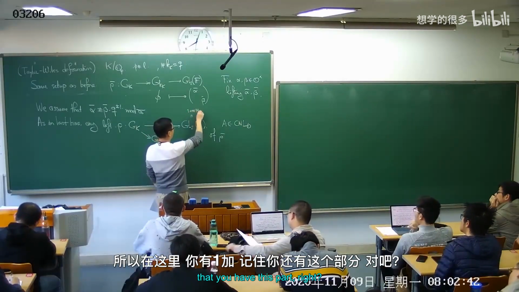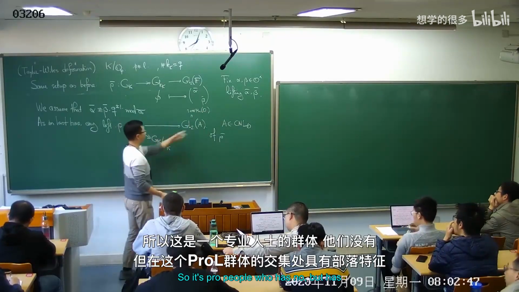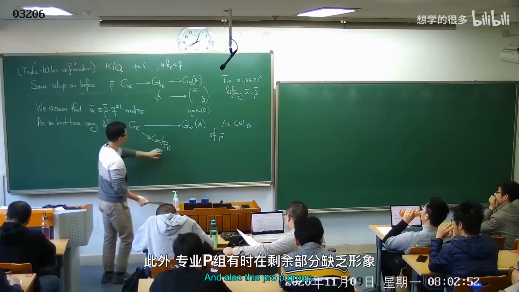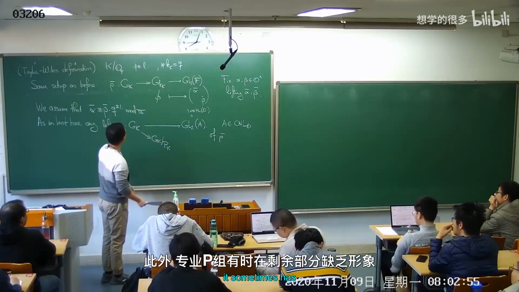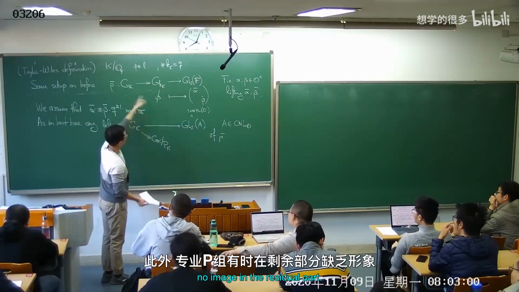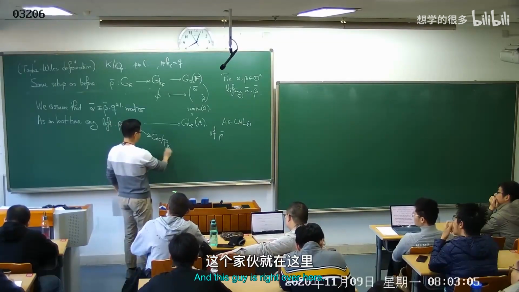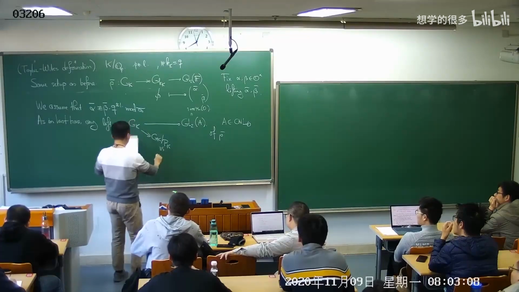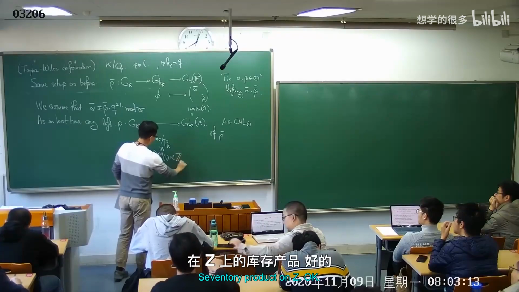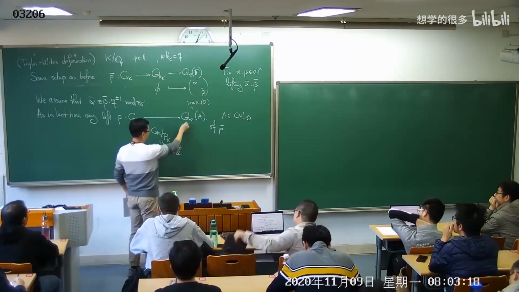Remember that you have this part, and this is completely pro-l. So this pro-p group has trivial image in this intersection with this pro-l group, and also this pro-p group, in some sense, has trivial image in GL in the residual part. So therefore, it factors through here. And this guy, maybe I'll just write it over here, is Z hat(1) product with Z.